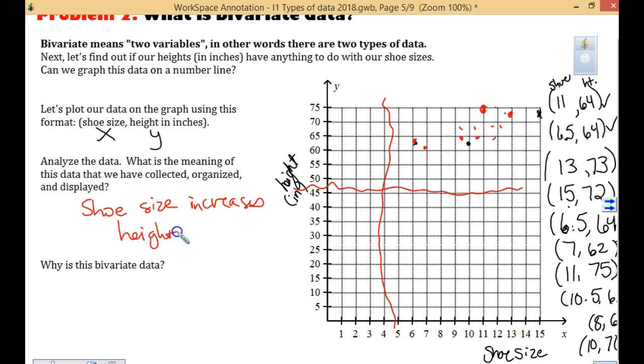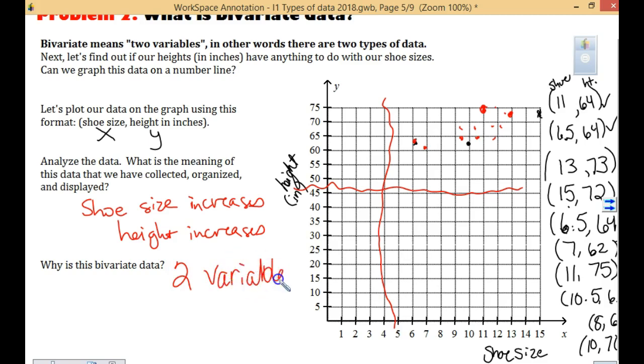That isn't always the case, though, right? Because there's some people that might have smaller feet and are really tall, or they might have big feet and they're not as tall. So we might have some outliers. So why is it bivariate? Because you had two variables.